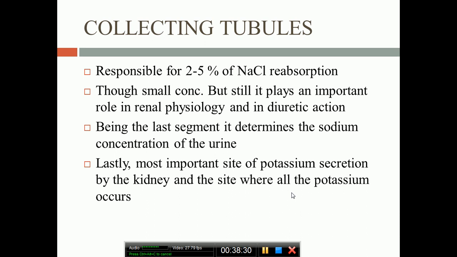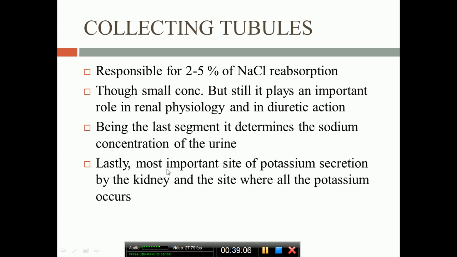Collecting tubules are responsible for decreasing the sodium chloride reabsorption, because most of the sodium chloride has already been reabsorbed. This is normal physiology. This segment is important despite the fact that it is only responsible for 2 to 5% of NaCl reabsorption. Though it is a small amount, it still plays an important role in renal physiology and in diuretic action. Being the last segment, it determines the sodium concentration of the urine.